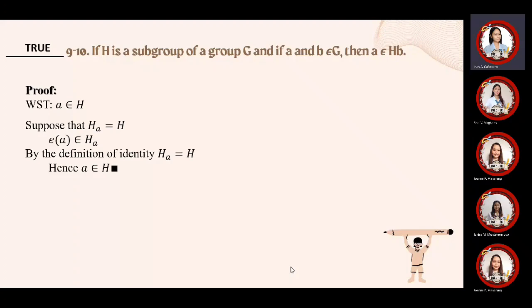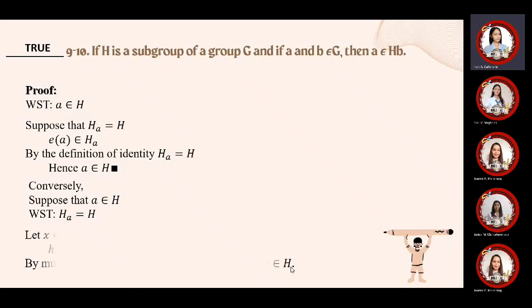So suppose that HA is equal to H, and there exists an identity element E for H, we will have E multiplied by A is an element of HA. By the definition of an identity, E multiplied by A is equal to A. Therefore, A is an element of HA.